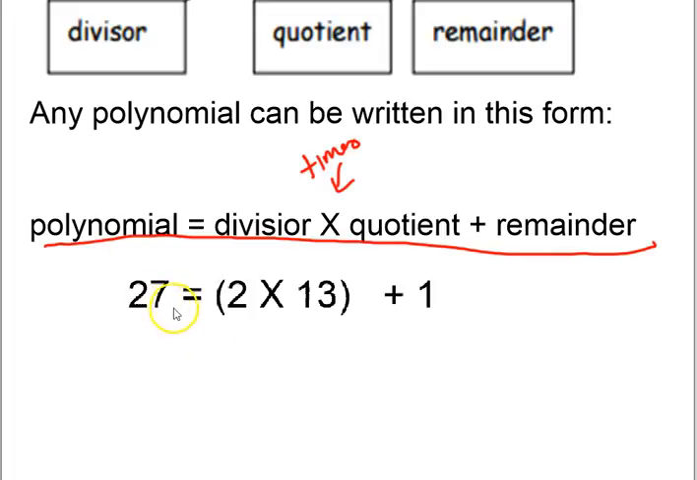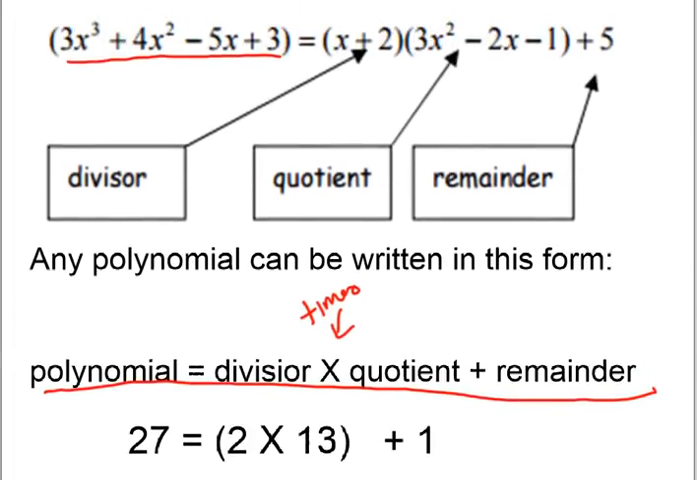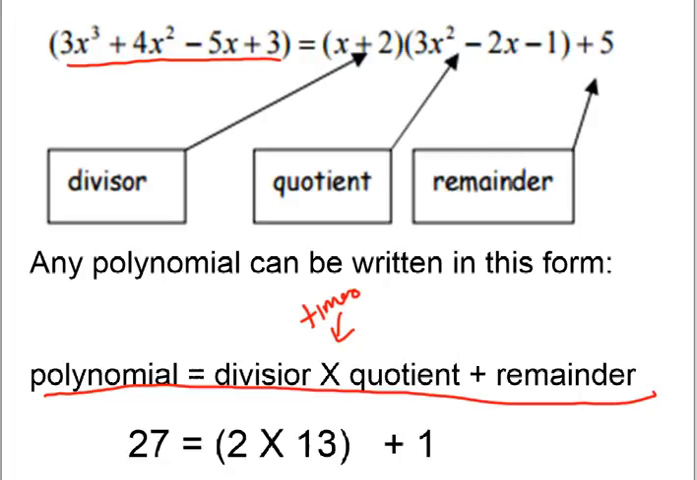Here's a numeric example. 27 can be written as 2 times 13 plus 1. So I snuck that in there just to give you a landing place. All right, we'll go back to this. So this is the factor theorem. Come on back when you're ready, okay?